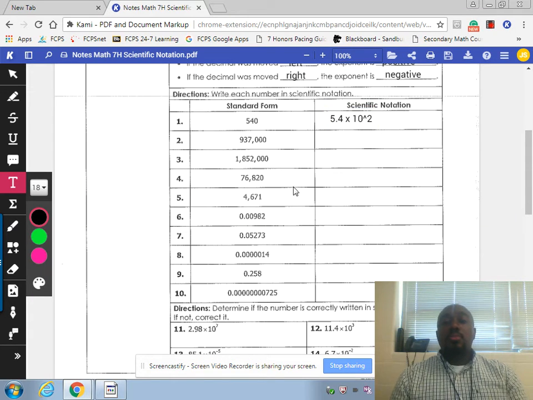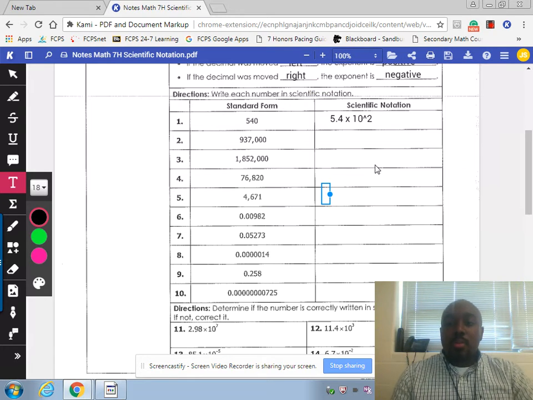Once again, I want you to be reminded that right now I'm using the caret to represent an exponent. Since you're writing with pencil and paper, you are able to write the exponent out normally. You do not have to use this caret, but I just want to point that out to you. Okay, let's go ahead and do 2 more examples.